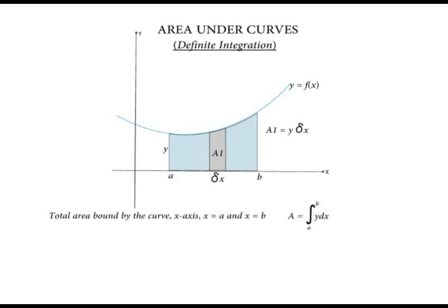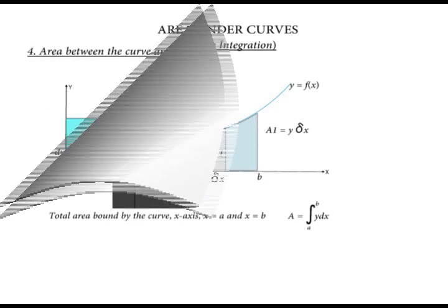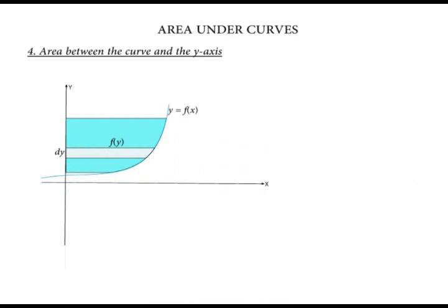In certain other cases, you may also be asked to find the area between the curve and the y-axis. To do this, we integrate with respect to y. That means we find the area as the sum of rectangles with heights x, which is equal to f(y), and width dy. If we are given y is equal to f(x), then we need to re-express this as x is equal to f(y), and we need to sum from bottom to top.